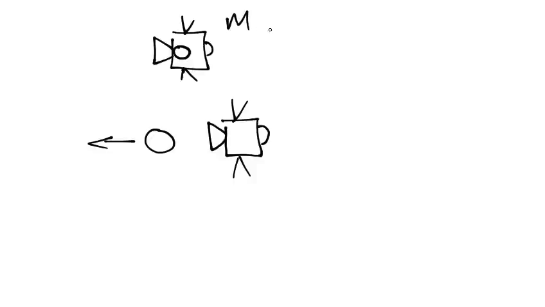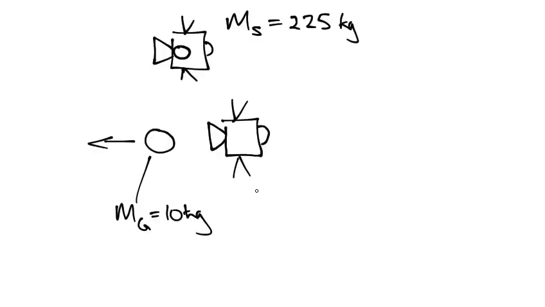The total mass of the satellite is 225 kilograms. Of that 225, the amount that comes out, the mass of the gas that gets blown away, is 10 kilos. Okay? The satellite is originally traveling to the right, here in space, with a velocity of 350 meters per second.